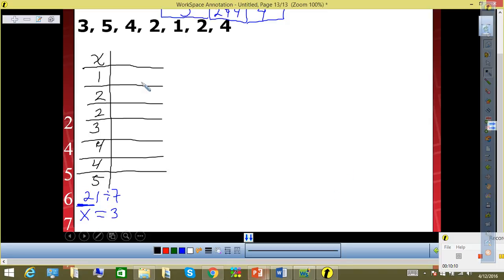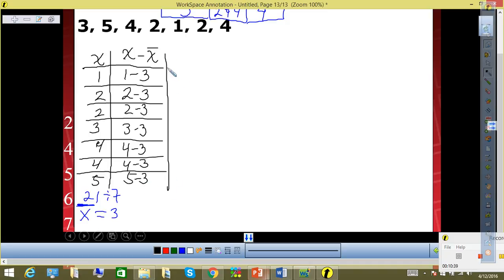So let's go to the second column. On the second column, let's label it the data minus the mean. Data minus the mean. So what goes here? 1 minus what? 3. 2 minus 3. 2 minus 3. 3 minus 3. 4 minus 3. 4 minus 3. And 5 minus 3. All right?